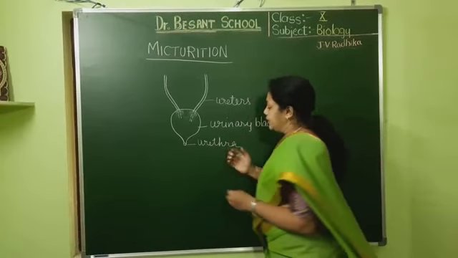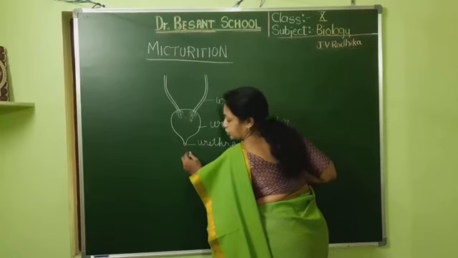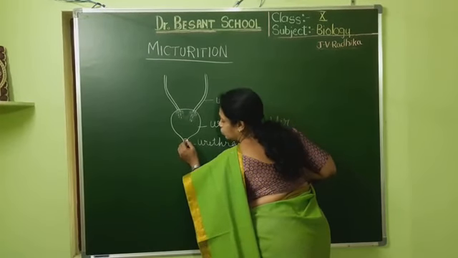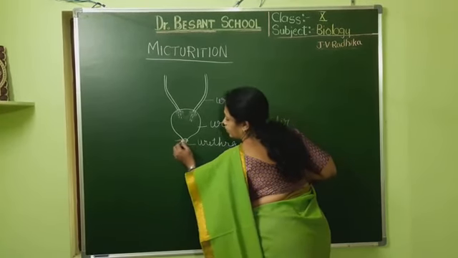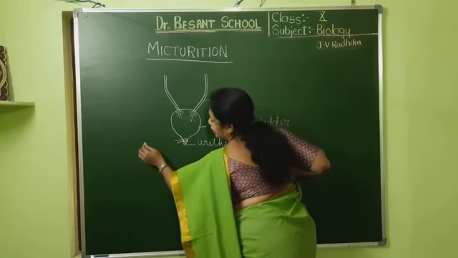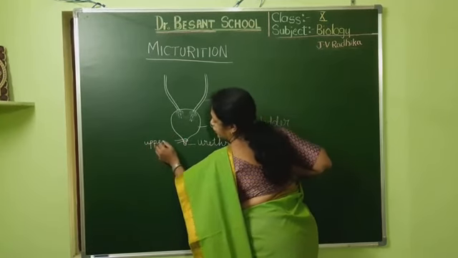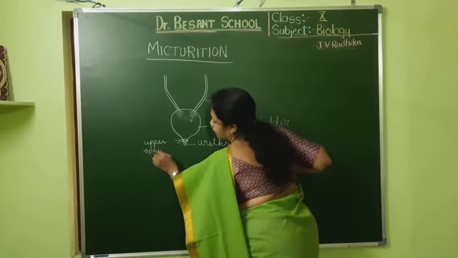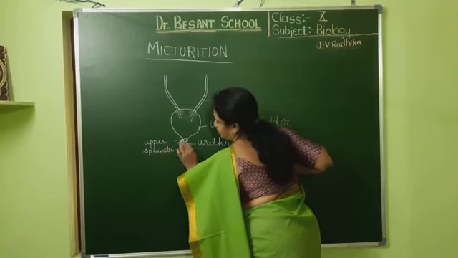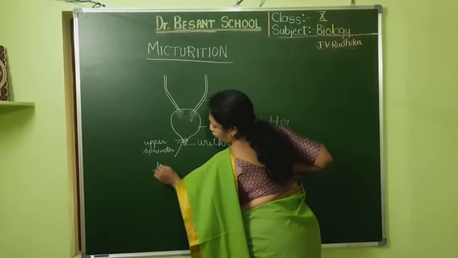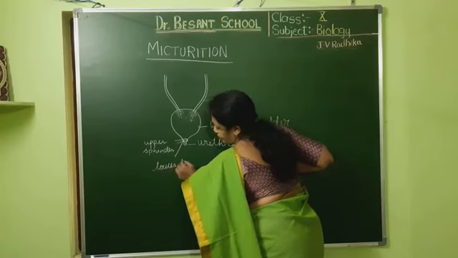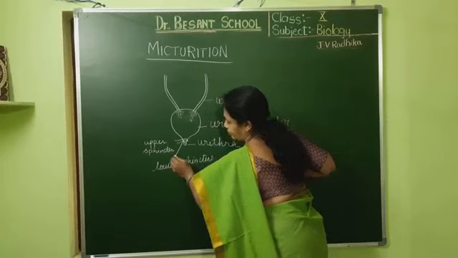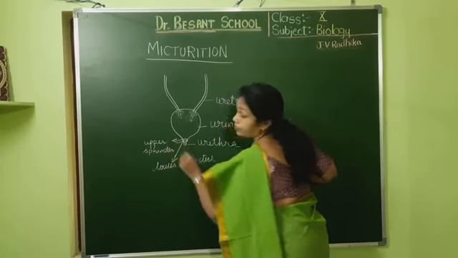Now, what happens is, in this region where the urine has to pass to the outside, there will be two sphincter muscles. There will be two sphincter muscles here, the upper sphincter and the lower sphincter, or the inner sphincter and the outer sphincter. What are sphincters? What are the sphincter muscles? Do you remember?